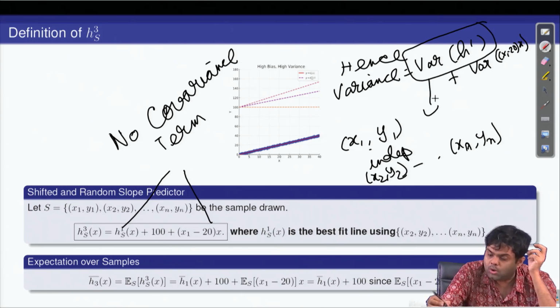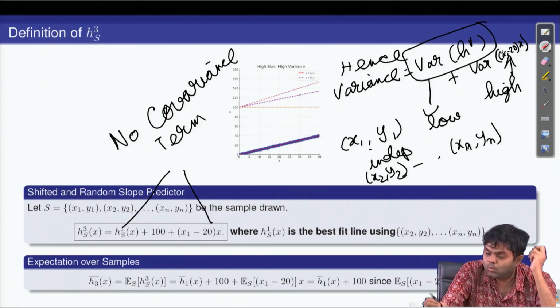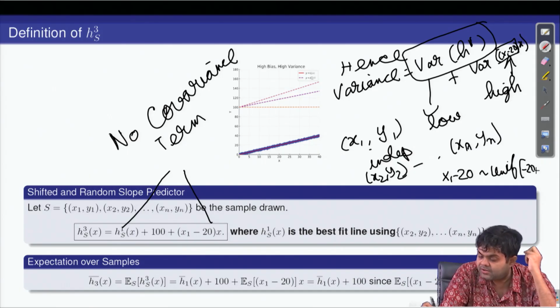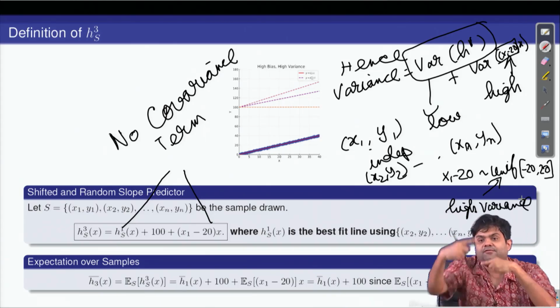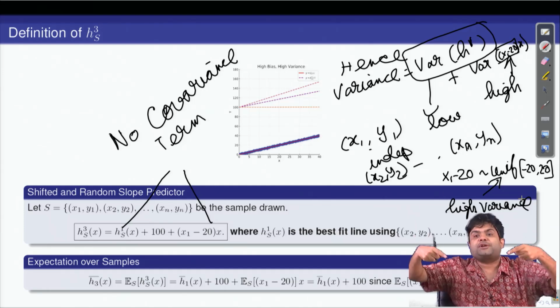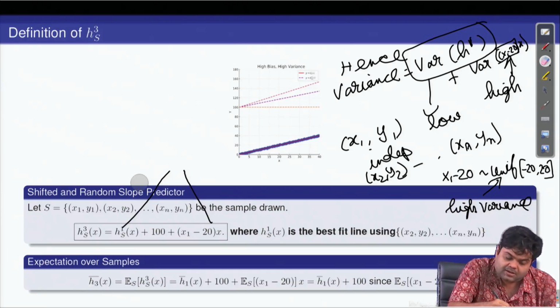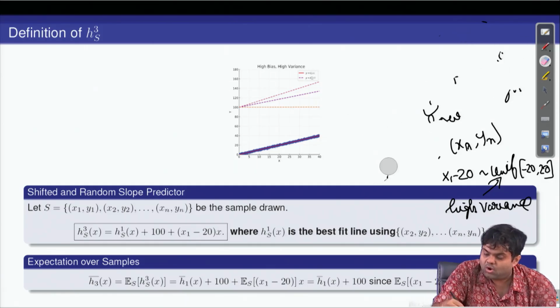This is low, we saw, but this is going to be high. Why? Well, x1 minus 20 itself is uniform minus 20 to 20. This is high variance. This itself varies in a length 40 strip, so that has a fairly high variance. So this is what gives you a high variance, high bias model.